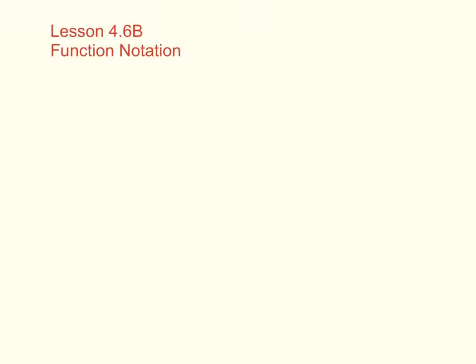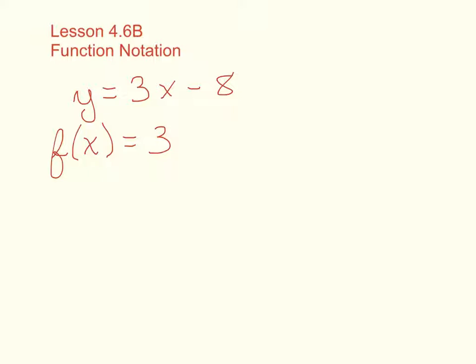So when we talk about function notation, what we're talking about is that functions can be written in a different way. Really, function notation is not something completely new. It's just a different way of writing the same thing. Instead of saying y is equal to 3x minus 8, we could write it this way. And the way we say this is f of x is 3x minus 8. And this doesn't mean f times x. It literally just means the function of x, okay?